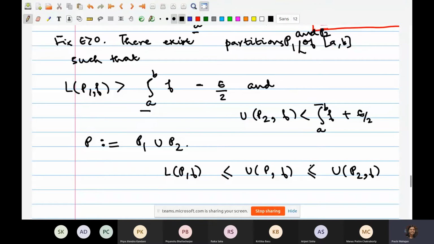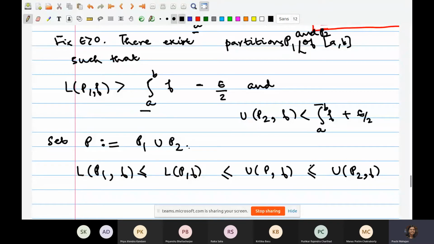The lower sum corresponding to the partition P is always bounded by the upper sum corresponding to the partition P. This is by the definition of the lower sum. And now, how do I compare the lower sum corresponding to the partition P with respect to the lower sum corresponding to the partition P1? I have the following inequality. This is again by the observation above that lower sums increase when we add more points into the partition.